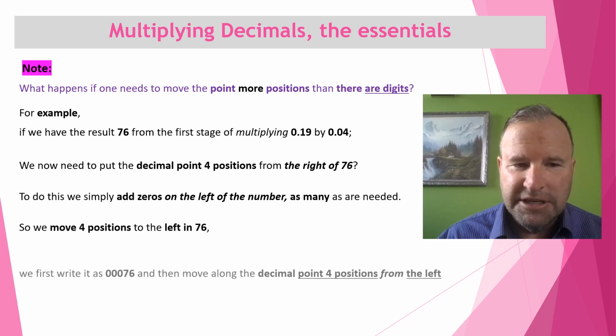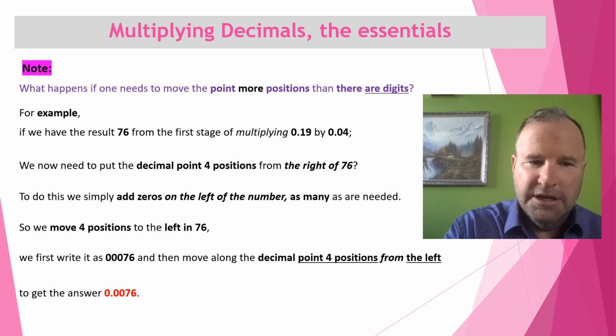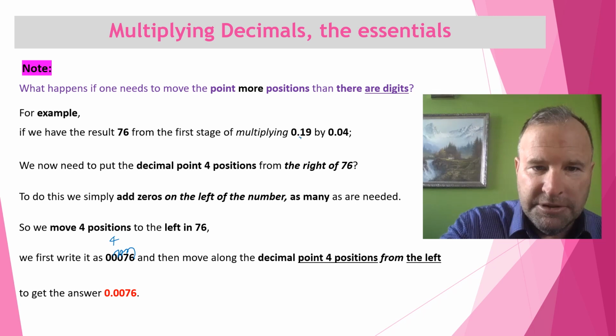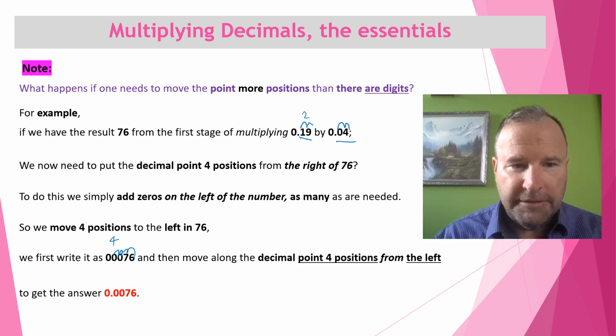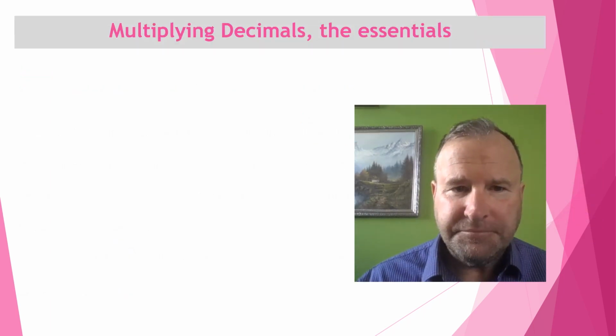So we've got 76. There it is. And we put in 3 zeros, and we move the decimal point 3 positions. So here we go: 1, 2, 3, 4. That's your fourth one there. And remember, we get these number of decimal places from here: 1, 2, and then 1, 2. Okay, so let's get into the exercises, shall we?